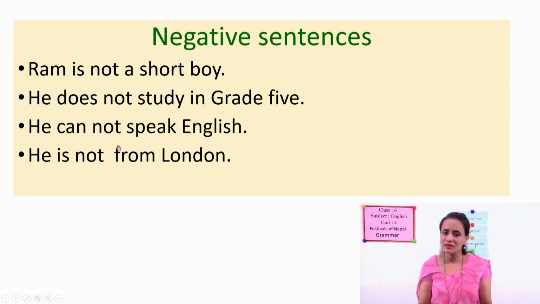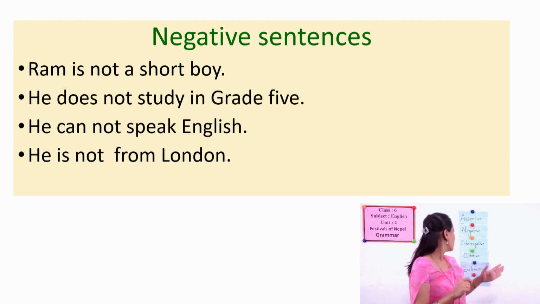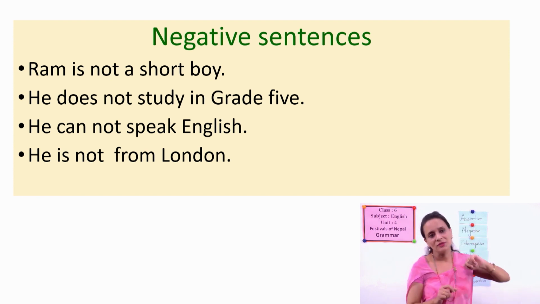What do you see in the sentences? You have "not" there, isn't it? And it gives the meaning "no." And we can see the noun or pronoun here in the beginning, isn't it? Yes or no? Okay, these are the negative sentences. Now we have finished assertive and negative sentences. Now we are going to do interrogative sentences.